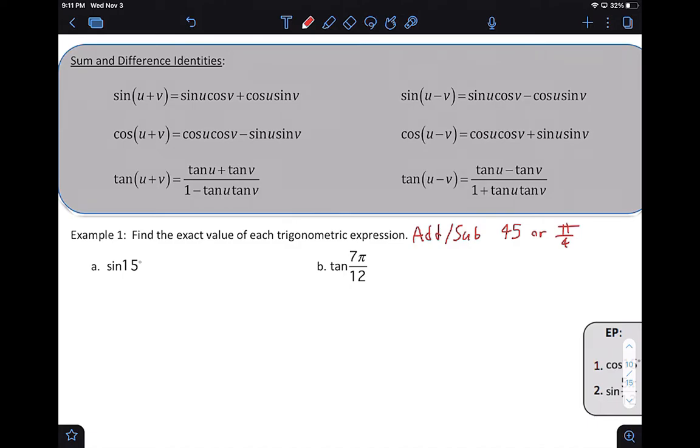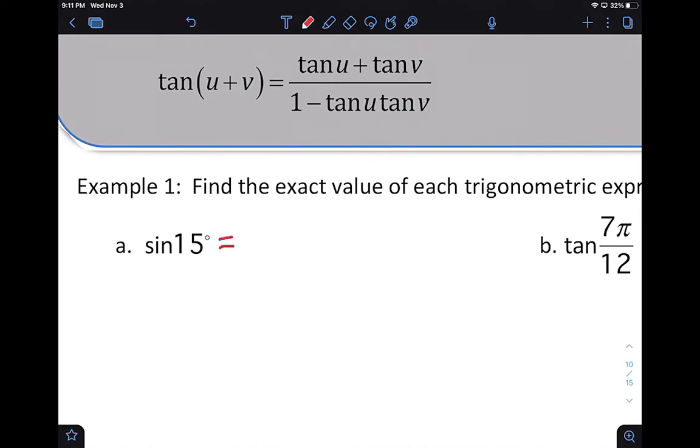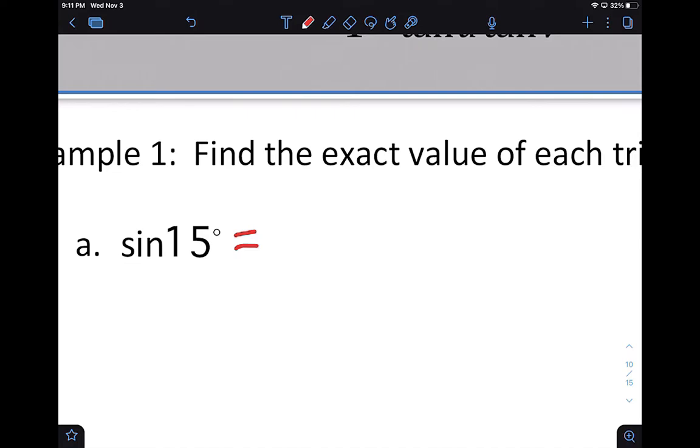On the 15 right there, you could say that could be 45 and 30 actually. If you were to add 45 to that, you would get 60 there. So you could write this like this right here. This is what I'm trying to say. Sine of 45 minus 30 right there. If you subtract those two, 45 minus 30, that gets you 15.